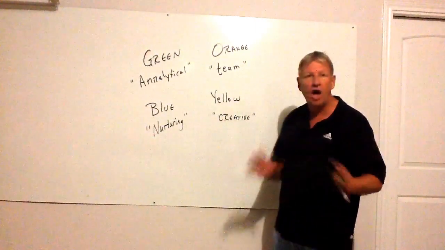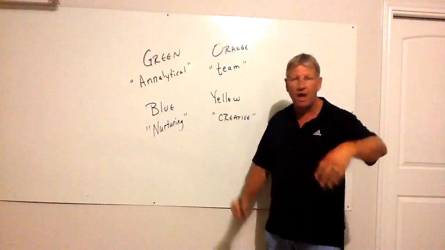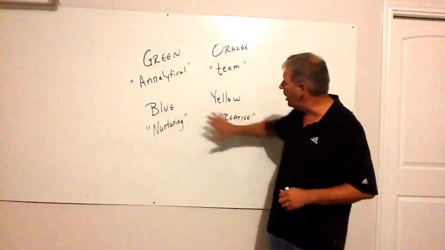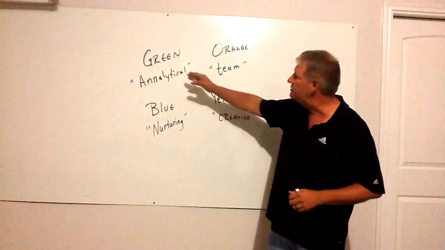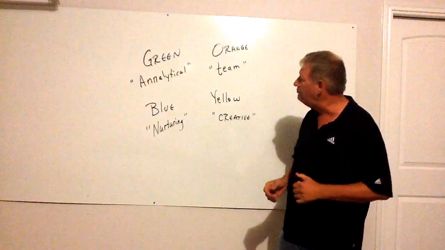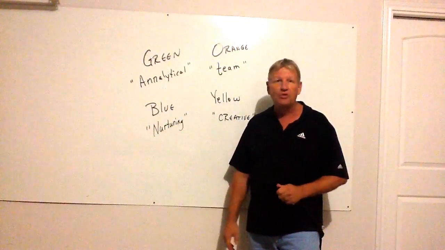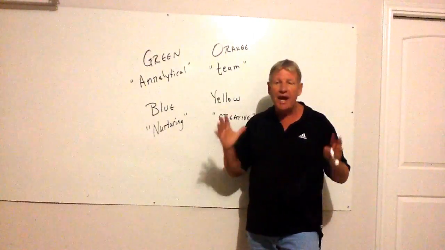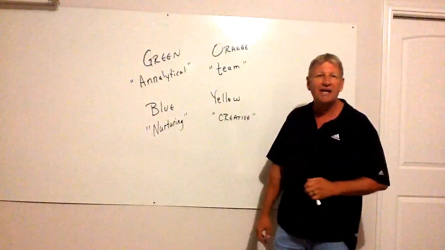Now, if you're having a conflict with somebody in life, whether it's a boss or a spouse or a friend or whatever it is, try to determine what they are and try to see it through their eyes. Try to see it as a green would see it, an orange, a blue, and a yellow. And it will begin to help you understand those people. So, even though this doesn't solve all the world's problems, it sure helps you understand personalities, and it sure helps you understand you.